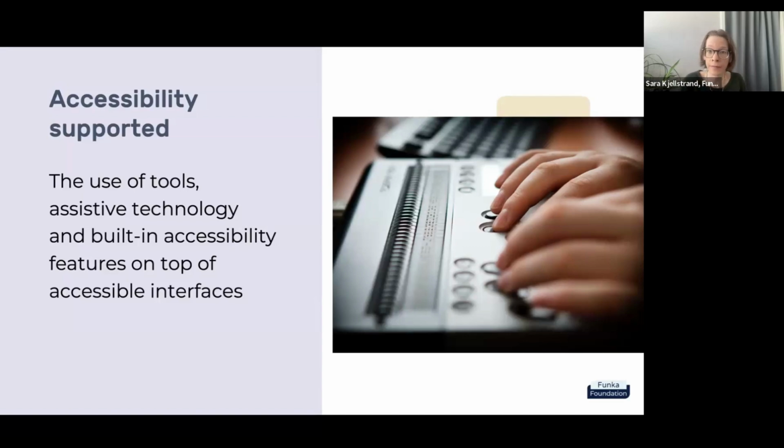But then you also have the personal needs and the personal preferences. And for these, people can use either assistive technology or built-in accessibility features, or both of them, or either. So that is, in fact, accessibility supported. It's support to the users on top of general accessibility.